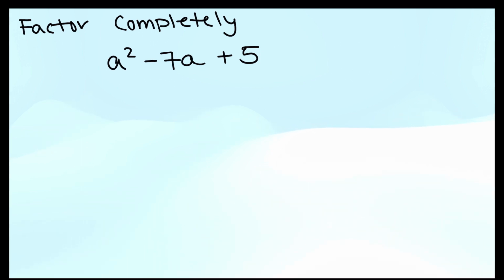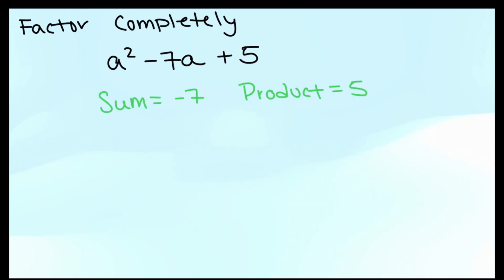Here's another one. A squared minus 7a plus 5. So we need sum of negative 7, product of positive 5. So how do I get a product of 5? Well, really, it can only be 1 and 5. Although I want the sum to be negative, so I guess it could be negative 1 and negative 5. That would give me a positive product, but a negative sum.